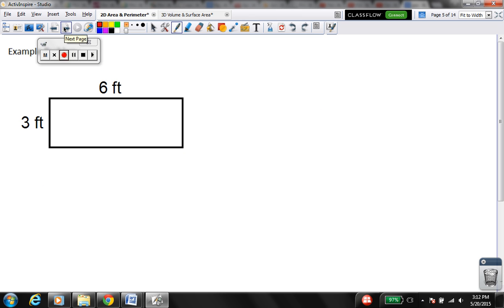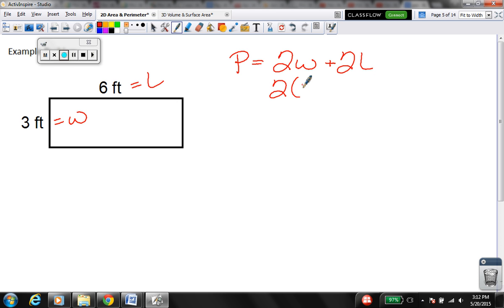So I'm giving you a rectangle, and we're saying that the length is 6, and we're saying that the width is 3. Let's start with perimeter. Perimeter is equal to 2 times the width plus 2 times the length. We said that width was 3 and length was 6. So perimeter is 2 times width 3 plus 2 times 6. 2 times 3 gives me 6. 2 times 6 gives me 12. Add them together, I have 18.